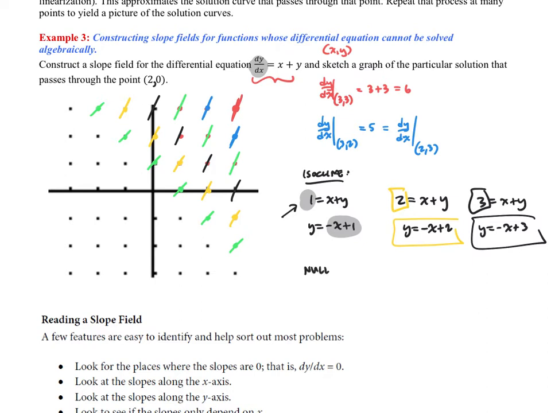A nullcline, and you really don't need to know the name of this, but it's a technique that's useful, is setting this equal to 0. Null, 0. That's going to be true when y equals negative x. Let me get a different color there, purplish. At negative x, I'd get a 0. Right along this nullcline, I'd have slopes of 0.